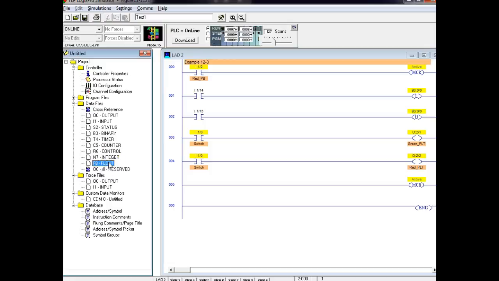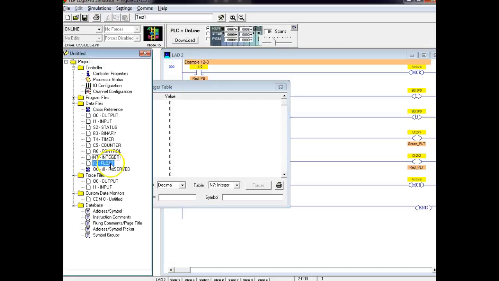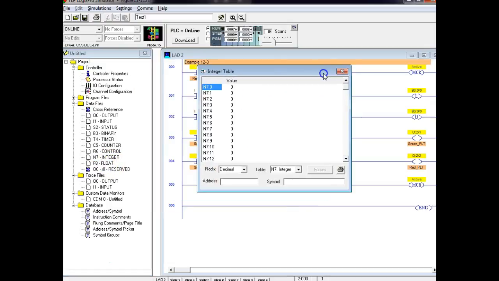Here's a floating point. I'm not bringing it up. Integer register. And I don't know why it doesn't bring up the floating point.